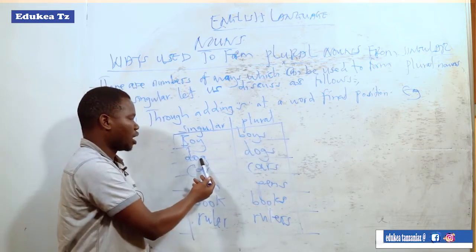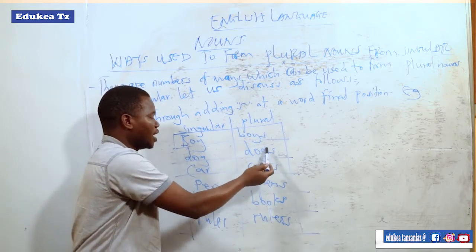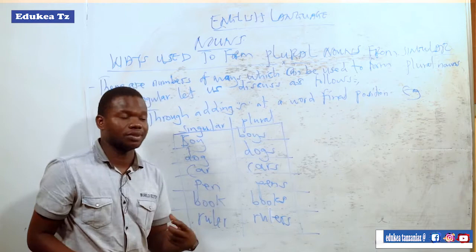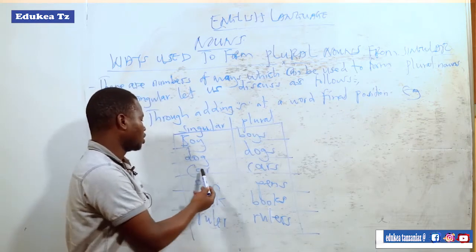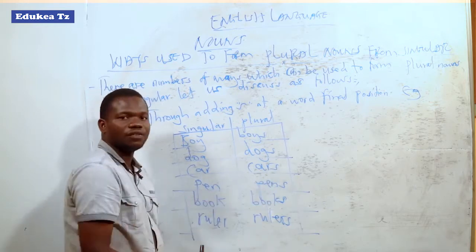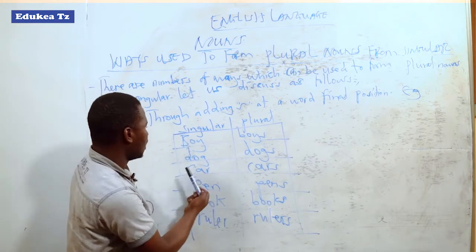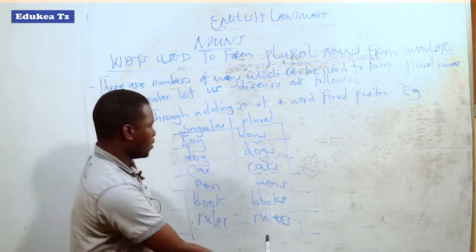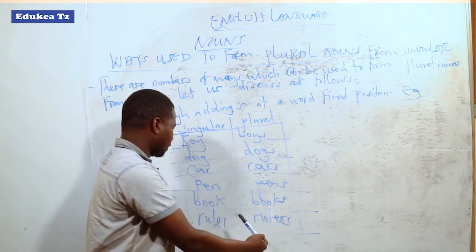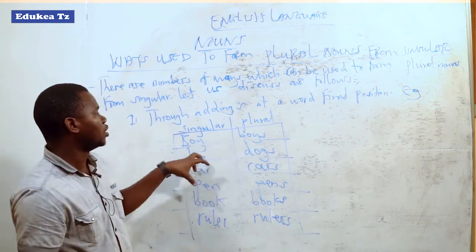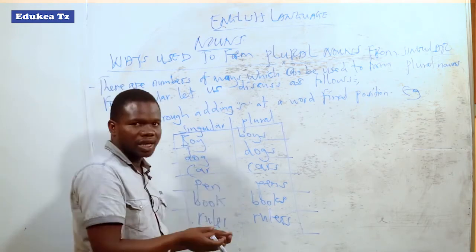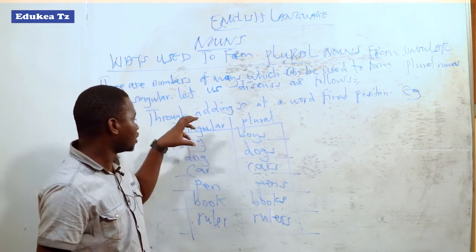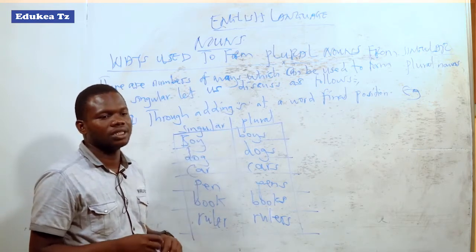Again, we have the example dog. This word can also have s added so as to make it plural, and this s shows plurality. Again, we have car. This car can also have s added for plurality. So car, singular, the plural becomes cars. Again, we have pen, pens. Book, books. Ruler, rulers. So this is how we may use s to show plurality in different nouns. And it is not only these examples which we have mentioned here, but just a few examples.